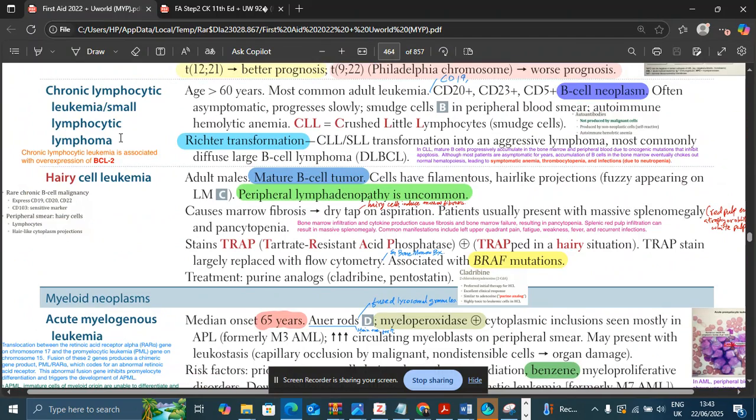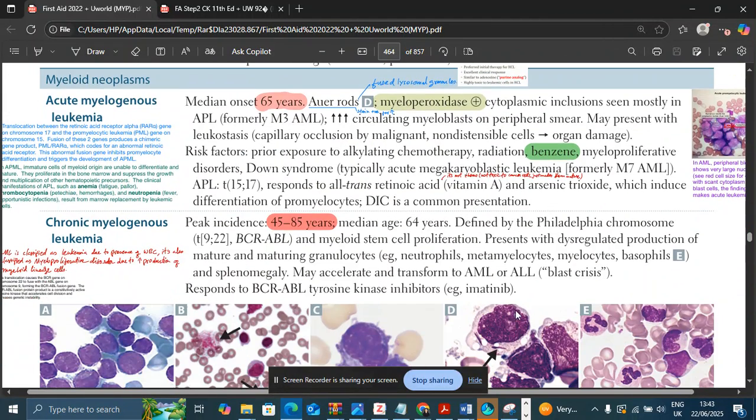And you should know that Richter transformation is seen in CLL, in which CLL is transformed into diffuse large B cell lymphoma, which is an aggressive form of lymphoma. And blast crisis is seen in CML, in which CML transforms into AML or ALL. Blast crisis.